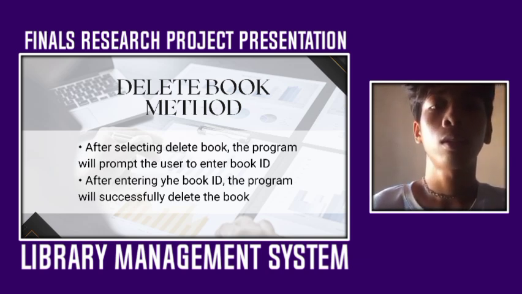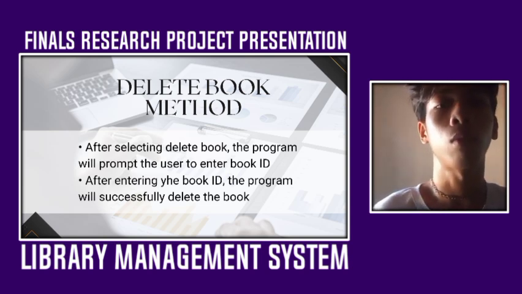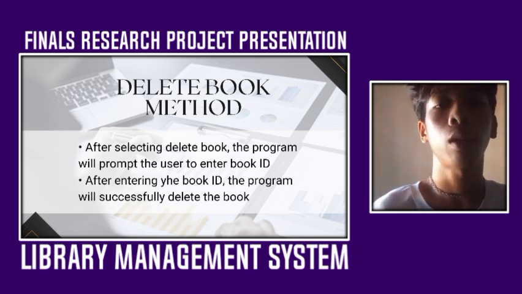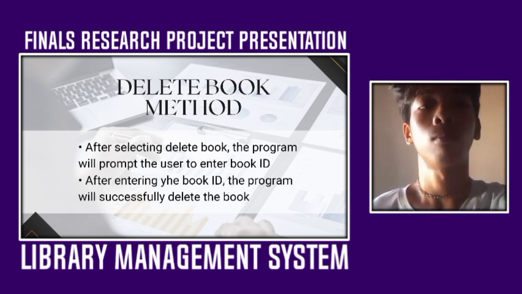If the book exists, it asks for confirmation with confirm deletion, yes or no. If the user types yes, the method removes the book by shifting the remaining entries in the library books array upwards and decreases total books by 1. If the user cancels, it displays book deletion cancelled.